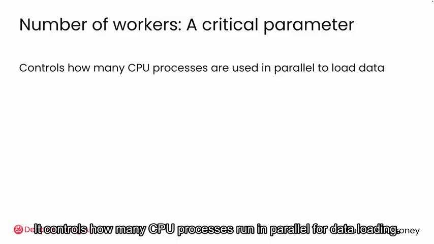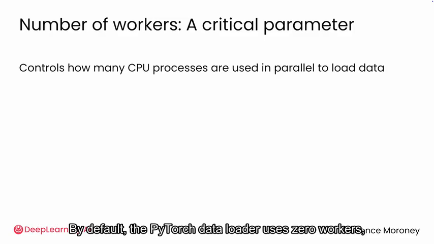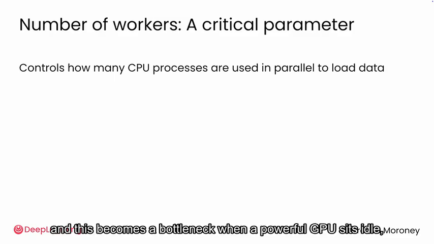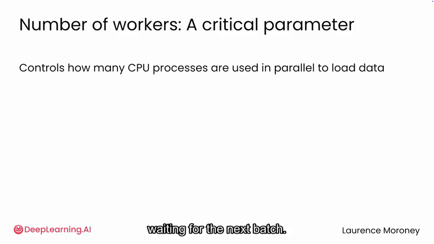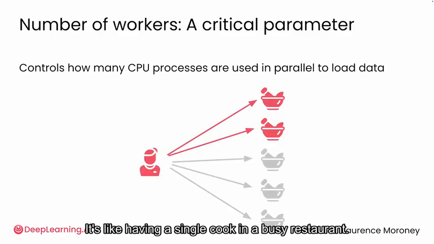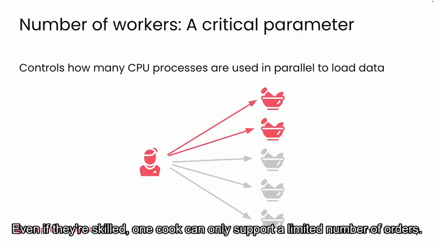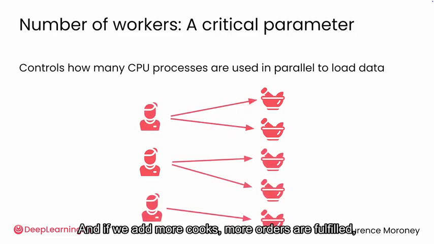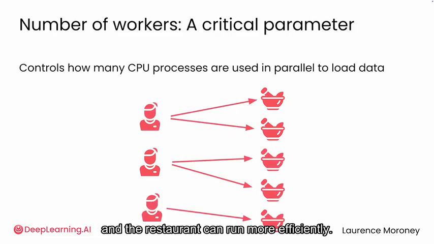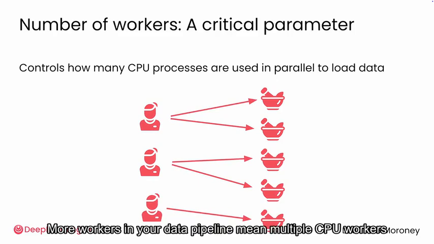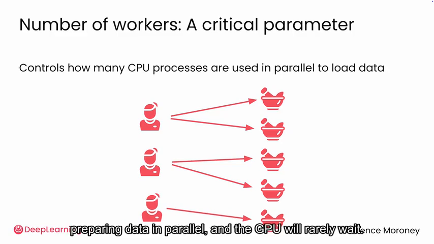It controls how many CPU processes run in parallel for data loading. By default, the PyTorch data loader uses 0 workers, meaning a single process loads data. And this becomes a bottleneck when a powerful GPU sits idle, waiting for the next batch. It's like having a single cook in a busy restaurant. Even if they're skilled, one cook can only support a limited number of orders. And if we add more cooks, more orders are fulfilled, and the restaurant can run more efficiently. More workers in your data pipeline mean multiple CPU workers preparing data in parallel, and the GPU will rarely wait.